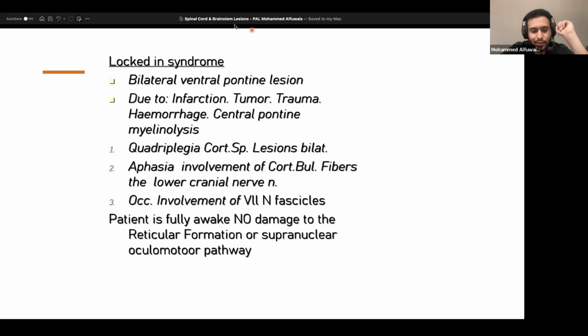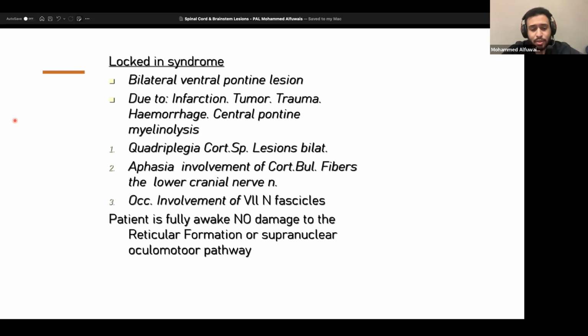It says on the slide. The reticular formation is intact. Okay, exactly. So that's pretty much locked-in syndrome. Okay, so it's basically anything affecting the ventral pons. Most common thing is going to be central pontine myelinolysis. You might have an infarction of, for example, the basilar artery.